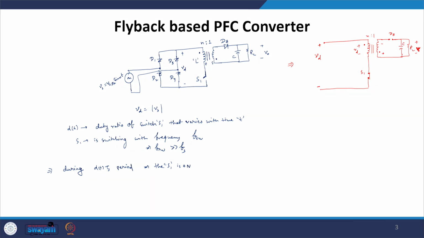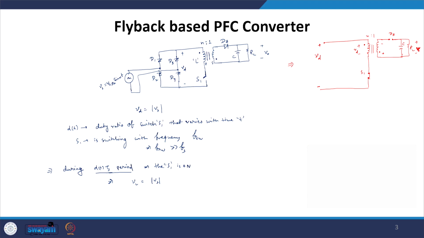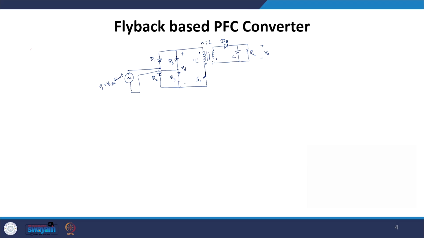And during this time, during D of t Ts period, the voltage applied across the inductor, VL, is nothing but modulus of Vs. Now let us take the next case, how our circuit looks when we have 1 minus d of Ts period when S1 is off.